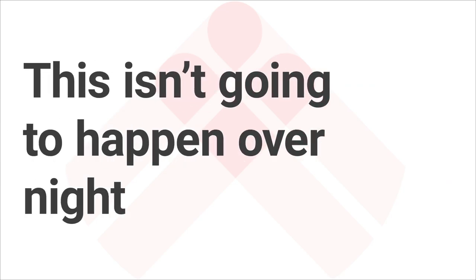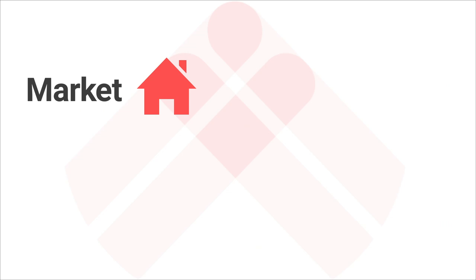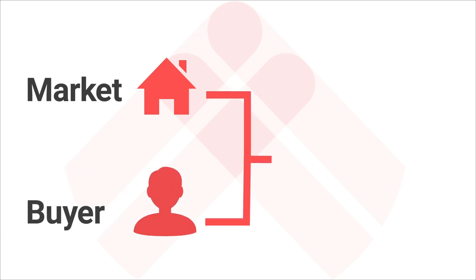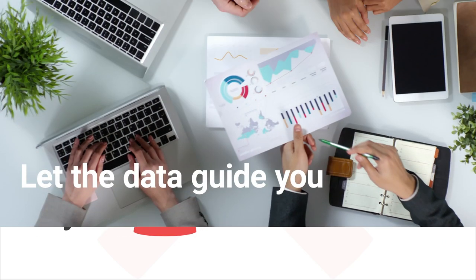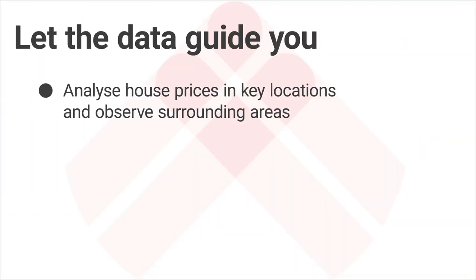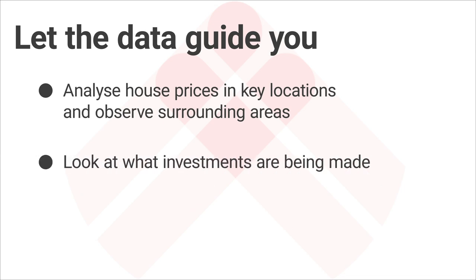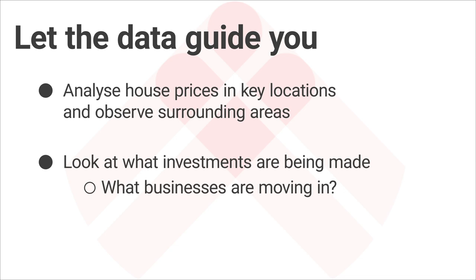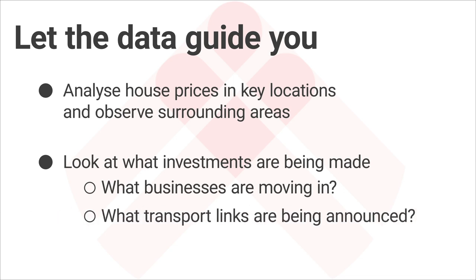Now, if you've got your eye on an area and are praying for overnight ripples, that's not going to happen. It takes time. It can take years for the ripple effect to take hold as a market adjusts to the original catalyst, and market and buyer behaviour shifts to looking outward at the next location. So the trick here is to let the data guide you. Analyse house prices in key locations and observe the surrounding areas and what's happening there. Look at what investments are being made, which businesses are moving in, what transport links are being announced, and use all this information to guide you and your investment making decisions.